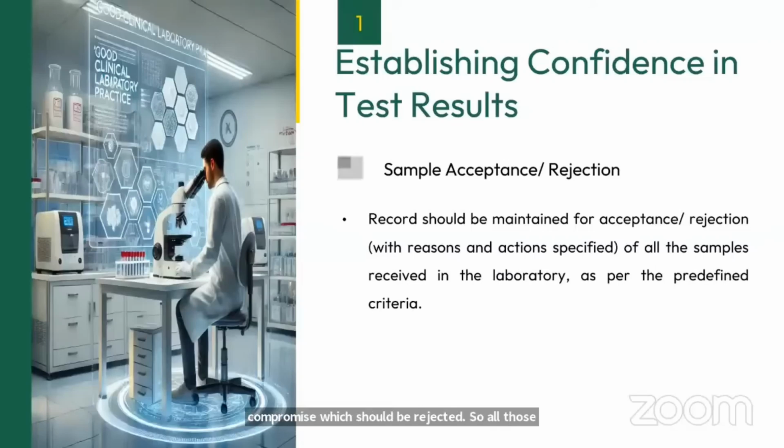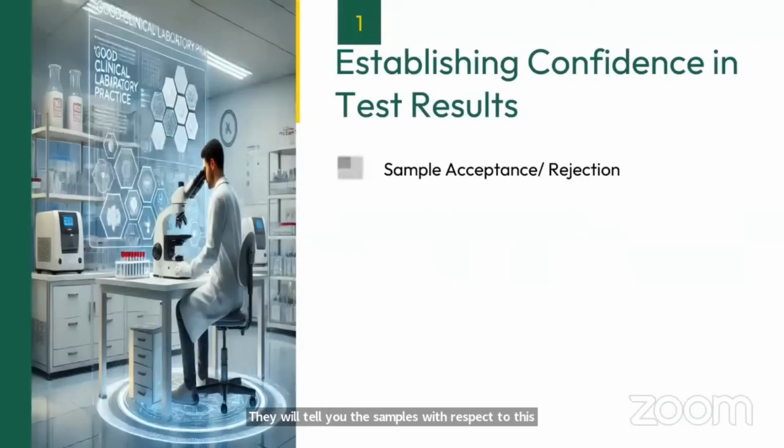You should have those criteria predefined so that uniformity remains. Today some staff is on duty, tomorrow somebody else, the day after tomorrow some third person. So they should know these criteria. Irrespective of the personnel sitting at the receiving counter, they will tally the samples with respect to these predefined criteria and it will maintain uniformity.